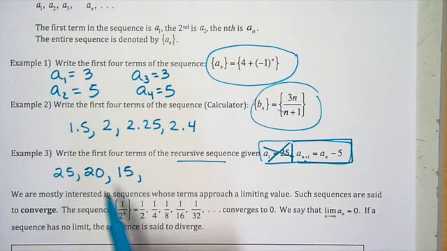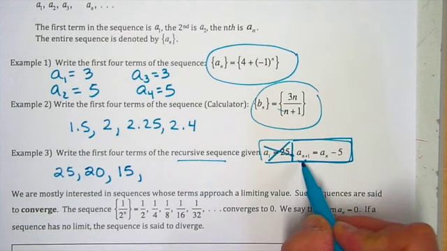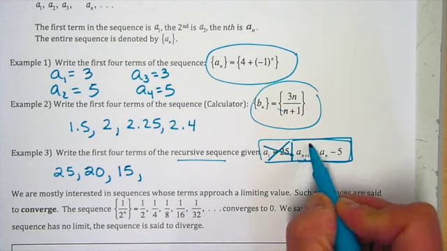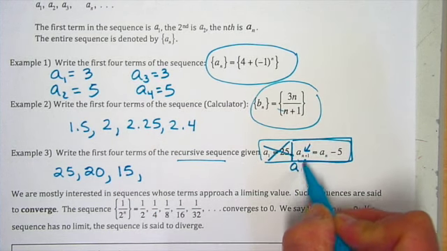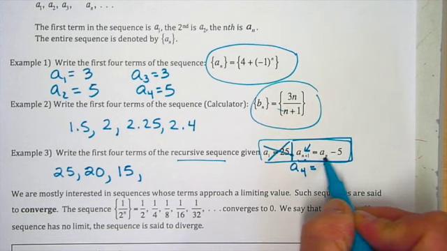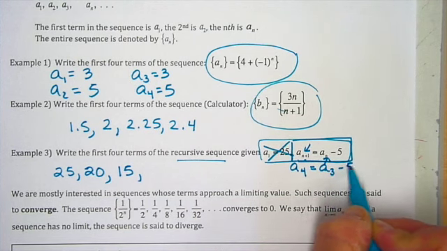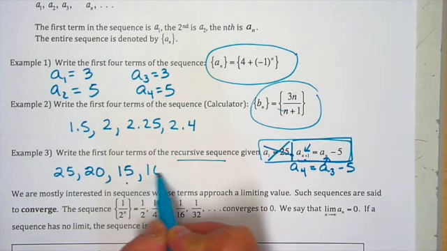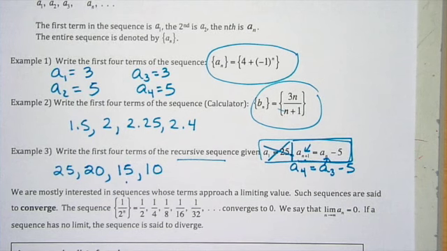You can do it that way, or another way to think about it is, in order to find a sub 4, which is the fourth term, I need to really plug in a 3 here. So if I plug in 3 here, I end up with a sub 4. If I plug in a 3 here, it's a sub 3 minus 5. So the formula says take a sub 3, which is this one, subtract 5. So this is called a recursive sequence.